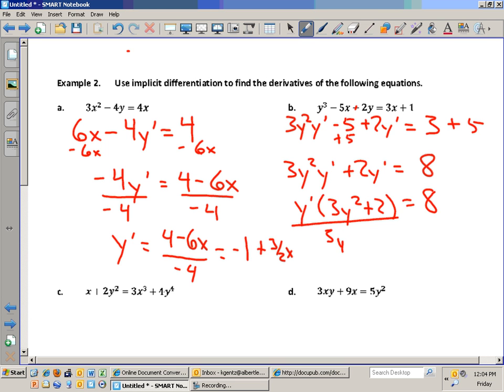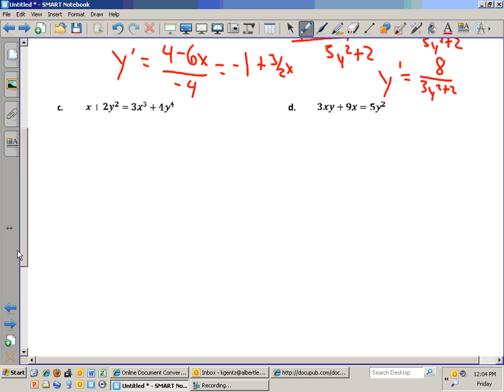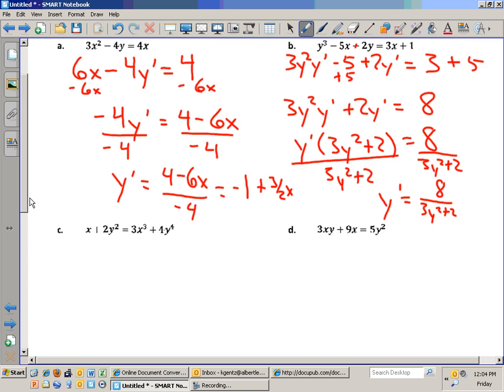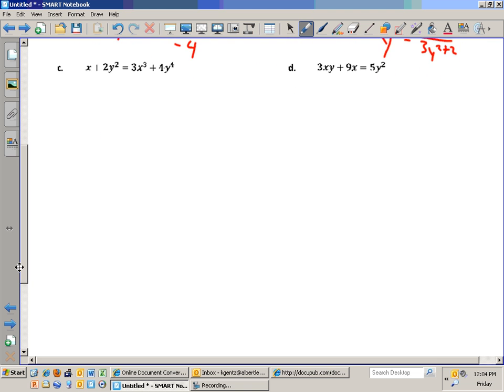Divide by 3y squared plus 2. So y prime is 8 over 3y squared plus 2. The x's entirely went away in that situation. Any questions on either of those two? Okay, let's try 2 more, and then you guys can get to work here.